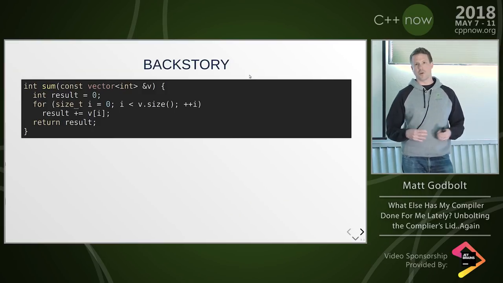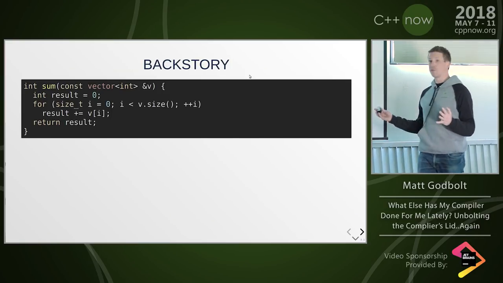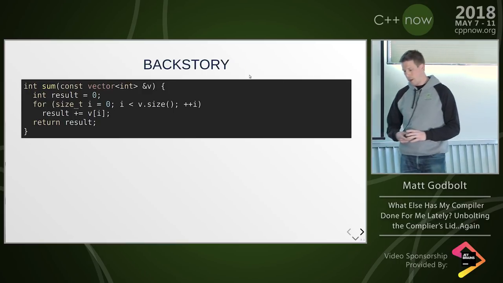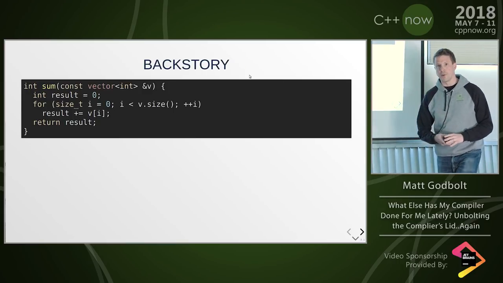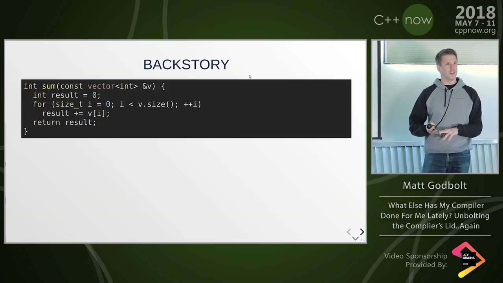So the question that sort of started this was, around about 2011, when the new standard came out and range-for, for example, came on the map for us, I was working for a trading company where performance is like the most important thing that you need to worry about. You know, it's going to be correct, obviously that's really important, but then the secondary thing is the performance.